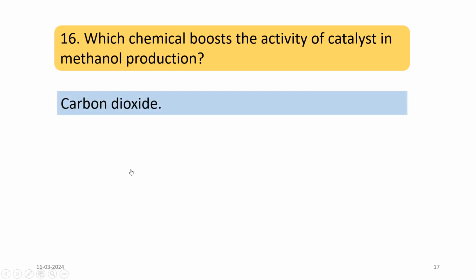It is the carbon dioxide. So 5% carbon dioxide can boost the activity of the catalyst in methanol formation reaction. Okay, so this is the answer, 5% of CO2.